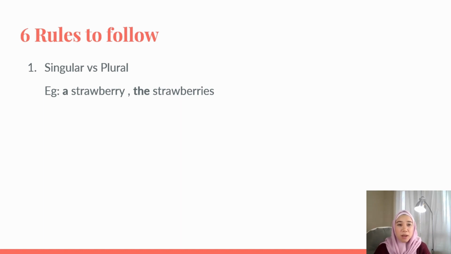Okay, so whenever you're talking about an item in singular, you use a strawberry, satu strawberry. But if there are more strawberries, we're going to use the strawberries. But if the noun starts with a vowel, you shouldn't use a, you should use an. For example, an umbrella, the umbrellas.